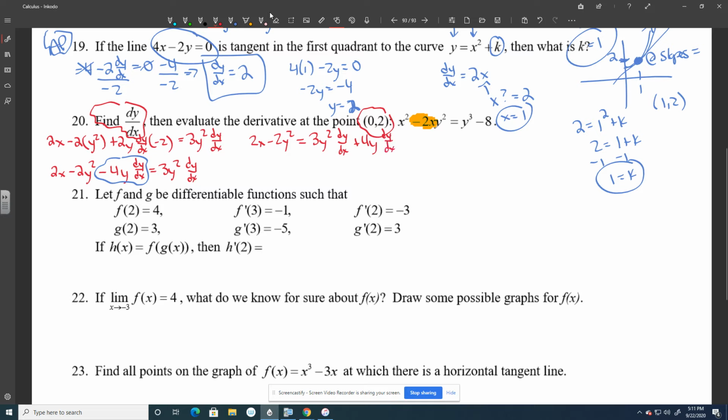I'm not going to mix it up with y to the first power. Now I've got to factor out this dy/dx. So I get 2x minus 2y squared equals dy/dx. I'm going to factor it out, and I'm left with 3y squared plus 4y. Now I can divide this to the other side. So I get dy/dx equals 2x minus 2y squared divided by 3y squared plus 4y.